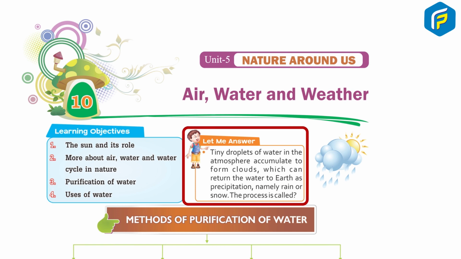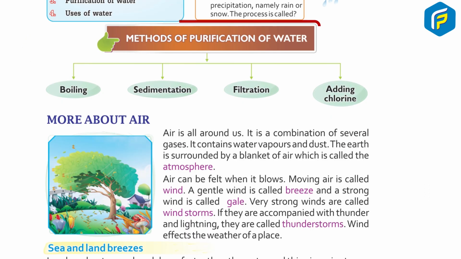Let me answer. Tiny droplets of water in the atmosphere accumulate to form clouds, which can return the water to earth as precipitation, namely rain or snow. The process is called the water cycle. Methods of purification of water: boiling, sedimentation, filtration, adding chlorine.